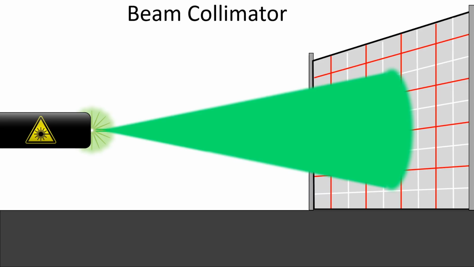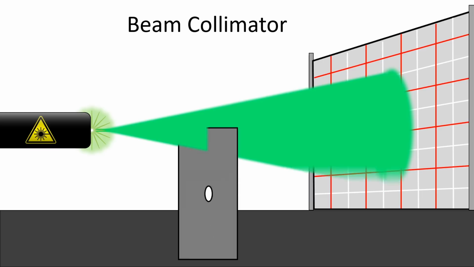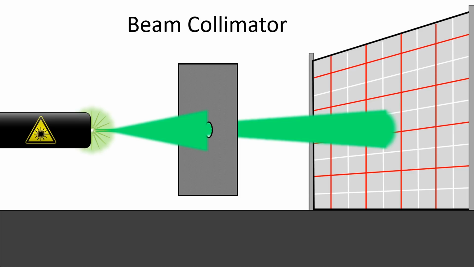Beam collimator. A collimator is a device that filters or aligns a stream of rays so that only those traveling parallel to the specific direction are allowed through. Collimation of light can be achieved either by a lens or a physical barrier. The sole intention of this is to reduce beam divergence.